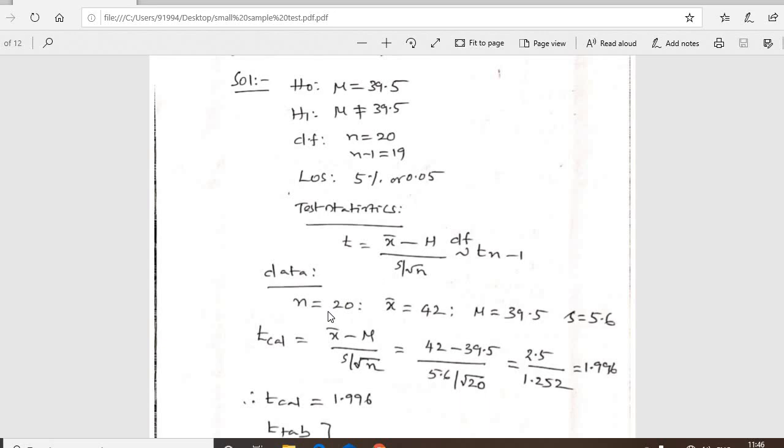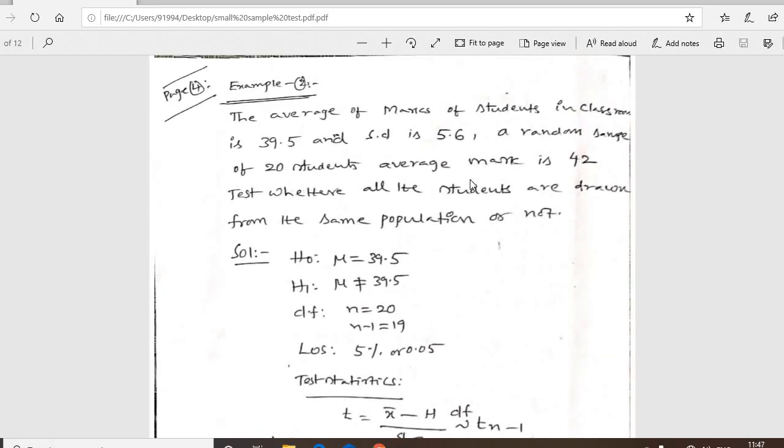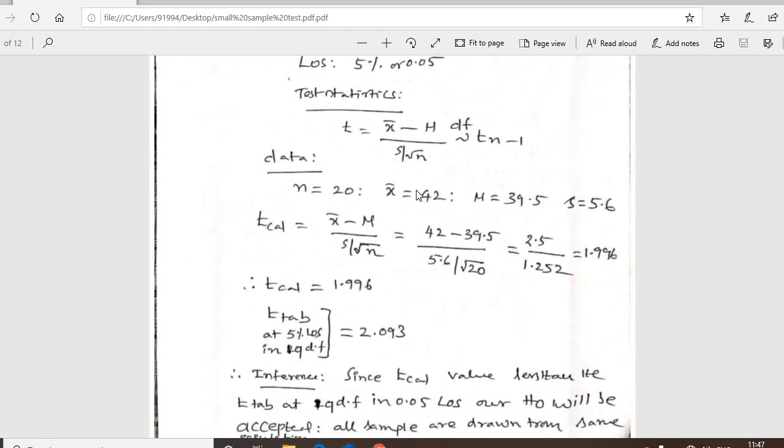So see here, the sample size is given, n equal to 20. The sample average x bar is given directly as 42, mu is also there, and the sample standard deviation is given as 5.6. Compared to the previous problem, where x bar was not given and s was not given directly, only the sample variance. So substitute the x bar value, mu value, s value, n value, we get 1.996.